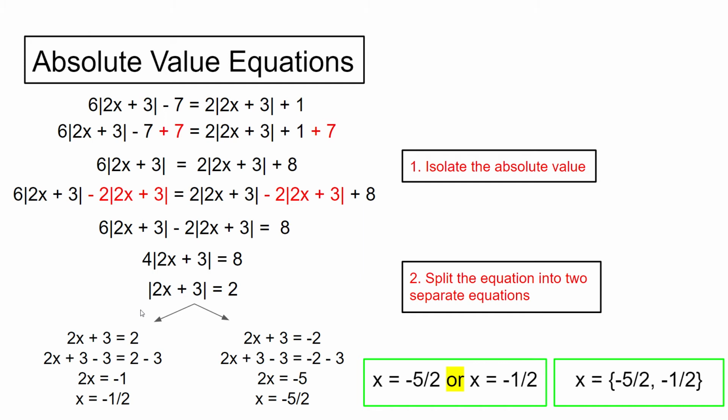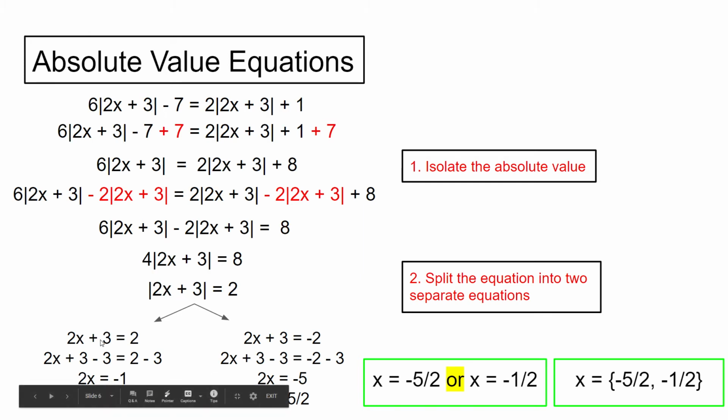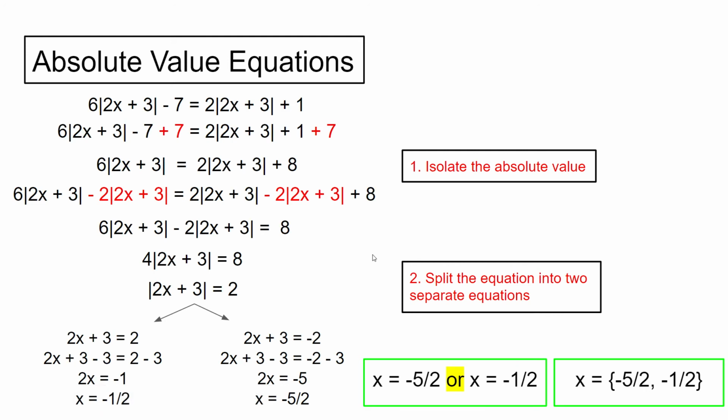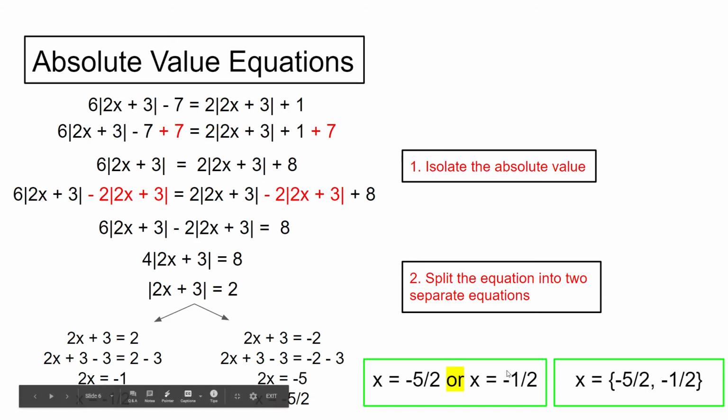Now we have to split the equation into two separate equations. Like the other examples, we will keep the equation the same on this side, and we will make the right side negative on the other. To solve the equation, we will subtract 3 from both sides, and then we will divide by 2. This gets us x equals negative 5 over 2, or x equals negative 1/2.